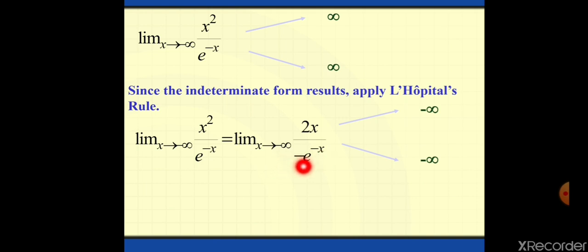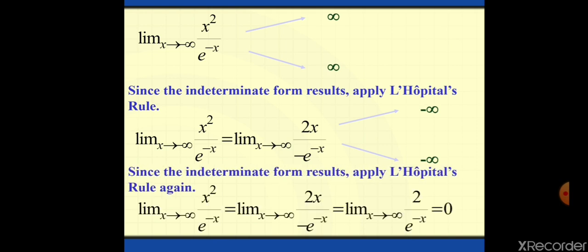If you try to use direct substitution here, you find an indeterminate form again, negative infinity over negative infinity. So you have to apply L'Hopital's rule one more time. The derivative of 2x is 2, and the derivative of negative e to the power negative x is e to the power negative x. Now substitute x approaches negative infinity, so you have 2 over infinity, which is 0.